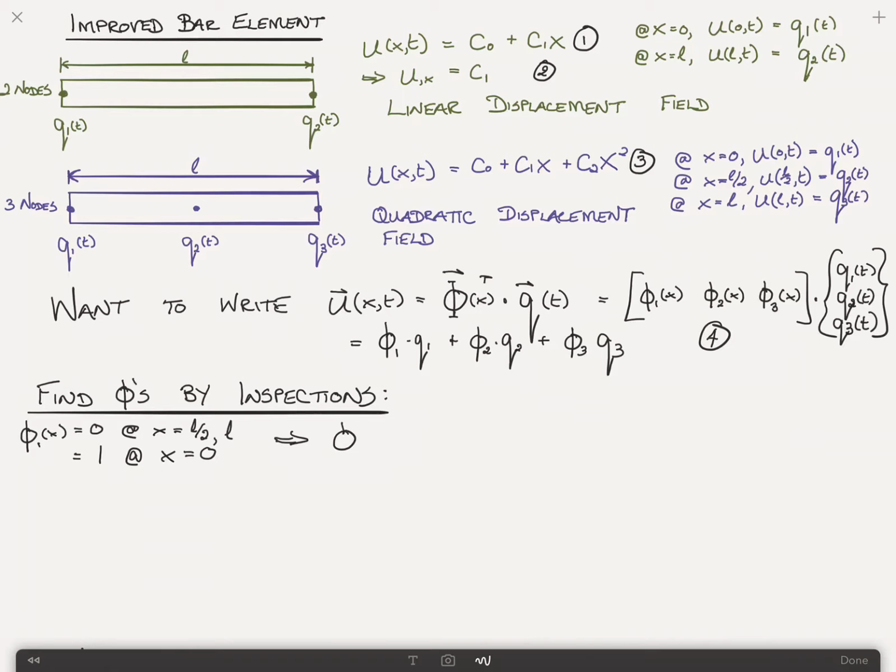Can you think of a function that would do that? Well, for something to be 0 at a particular point means that it has a root there. So if it has a root at x equals L over 2, then x minus L over 2 will give a 0 there. And similarly, x minus L will give a 0 at L. So that satisfies the first two conditions.